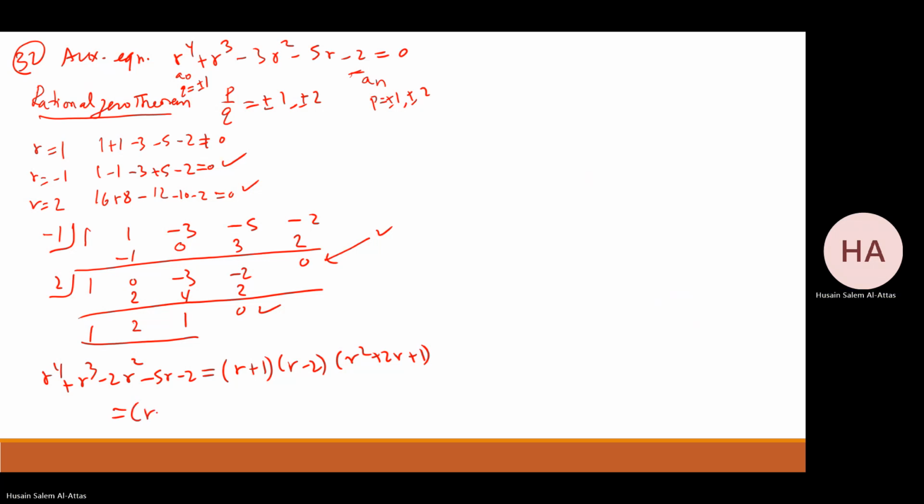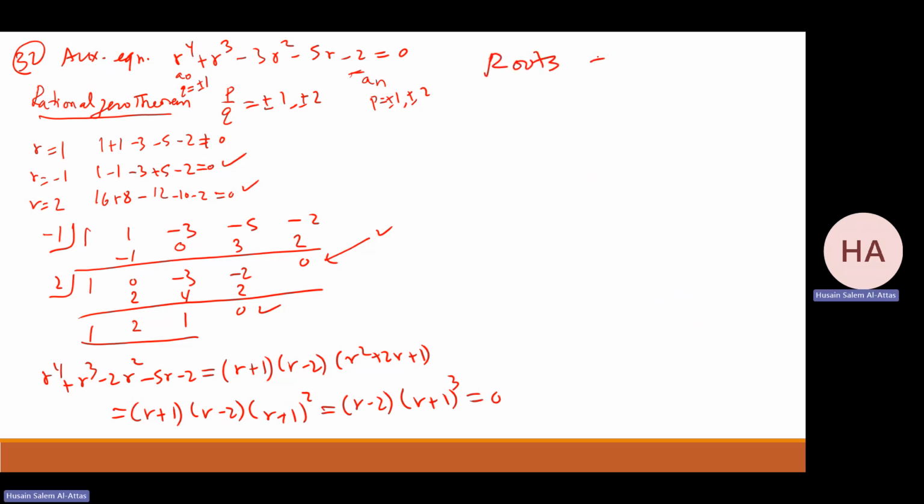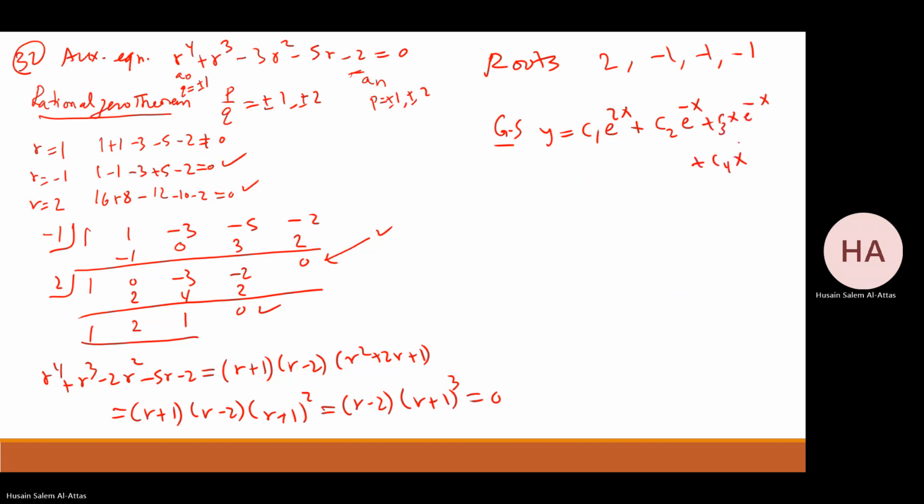What is this? This is r plus 1 squared. So my answer: r minus 2, r plus 1 cubed equals 0. What are the roots? 2, minus 1, minus 1, minus 1. General solution. Okay, that will be my answer.